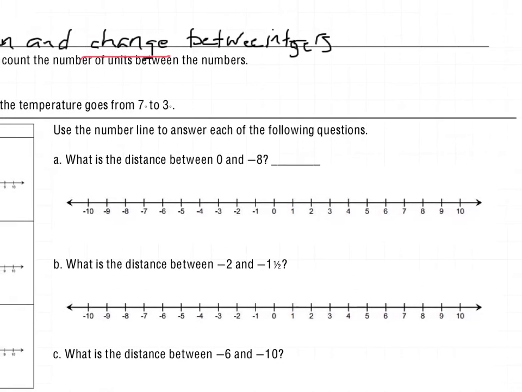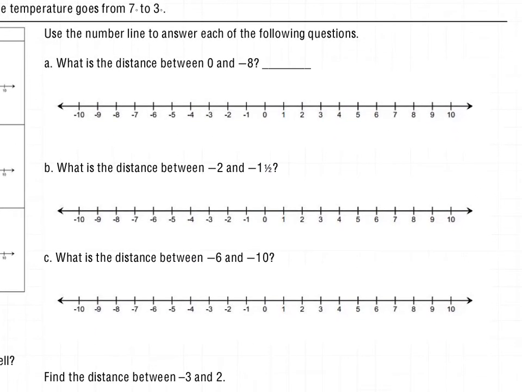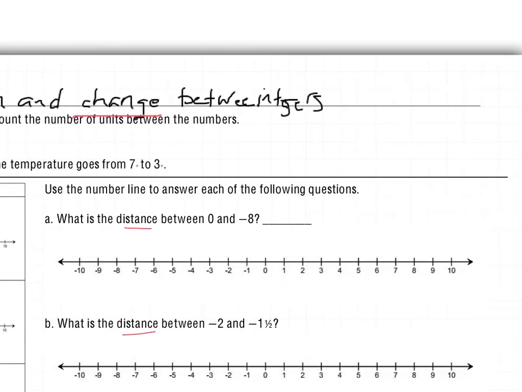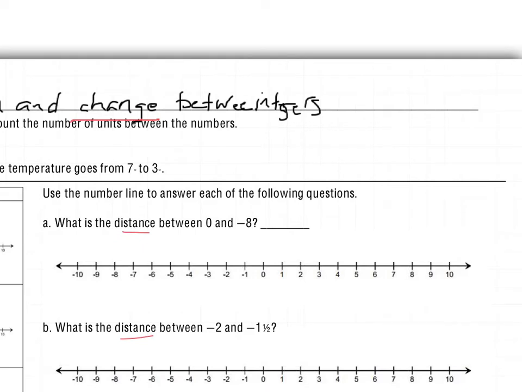Alright, go ahead and use a number line to answer the following questions. In each of these, we're looking for the distance between 2 points. Go ahead and use the number line to do that. Go ahead and pause the video and make that happen. Alright, so once we've done this, the distance between 0 and -8, so we have 0 and -8. Looking for this distance, we should be able to count over 1, 2, 3, 4, 5, 6, 7, 8.